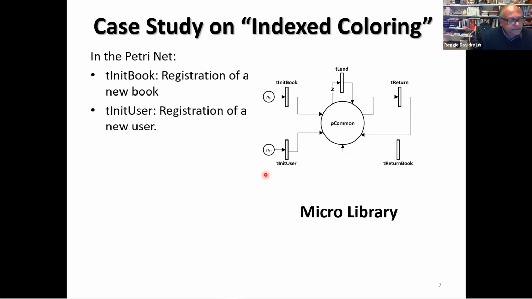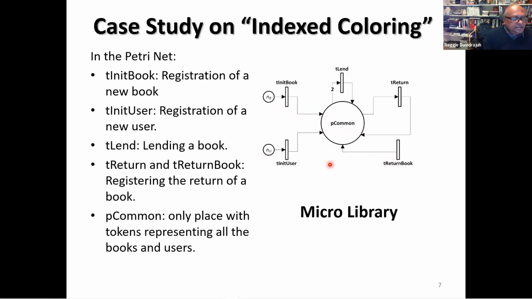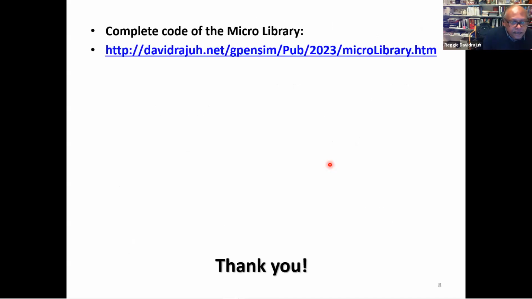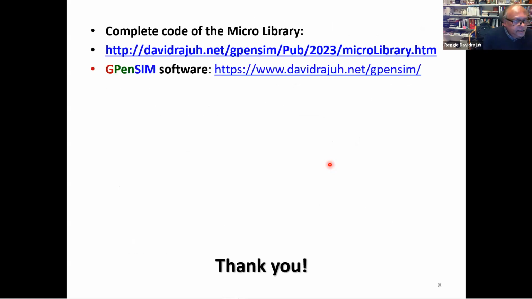So this is the PetNet. For example, this one introduces the books. This one introduces the users. This is user lending a book. This is user returning a book, and the book is returned. So this simple model was not possible in GPenSim before because of the limitation. Now with this new technique called index coloring, we can model and analyze this kind of systems also with GPenSim.